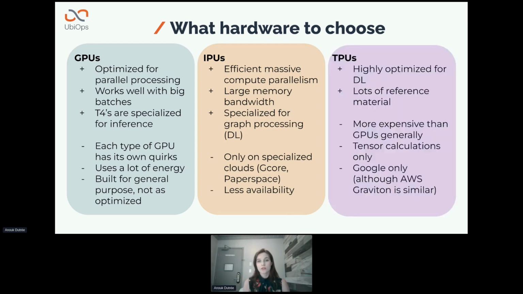And then lastly, we've got TPUs. TPUs are tensor processing units, which are made by Google specifically. They used to use them internally, and I think a couple of years ago they made them public, so that other people can also use them. And they're just like IPUs, highly optimized for deep learning. So where IPUs focus on graph calculations, TPUs focus on tensor calculations specifically. Another nice benefit of TPUs is that there is lots of reference material for how Google uses it for their applications, so that can be very useful.